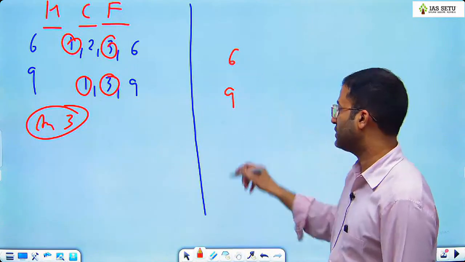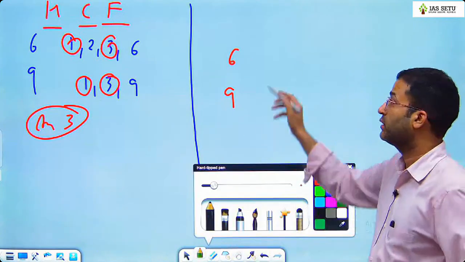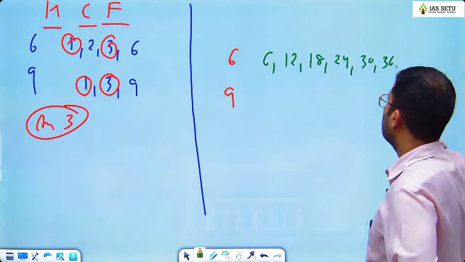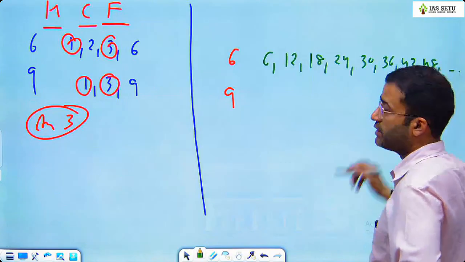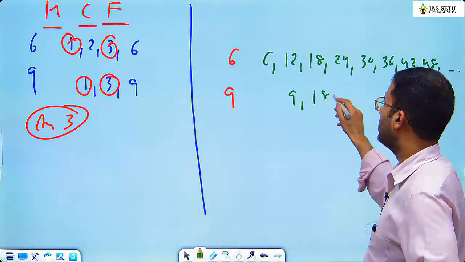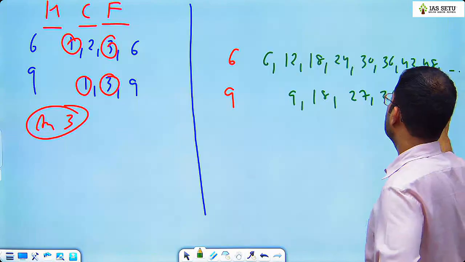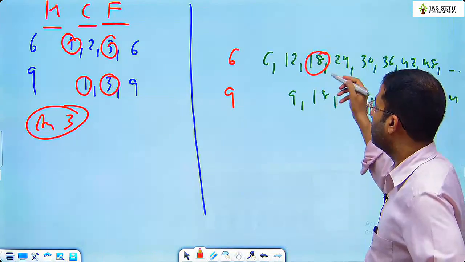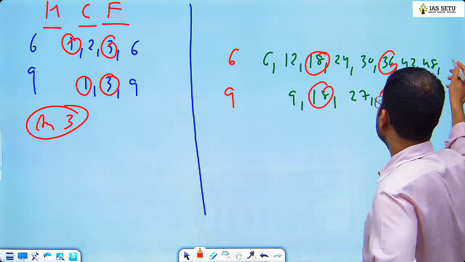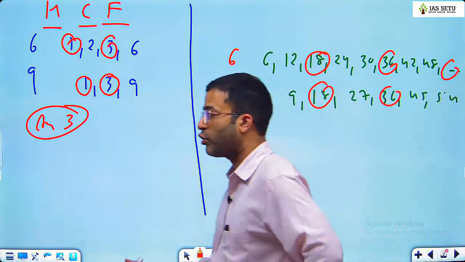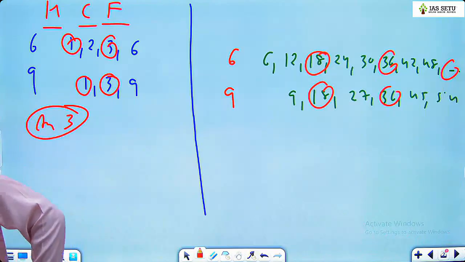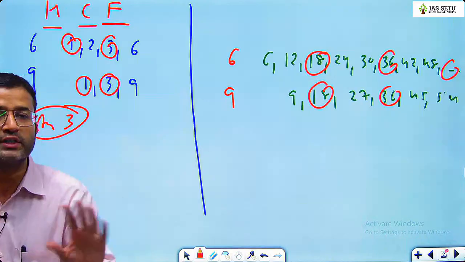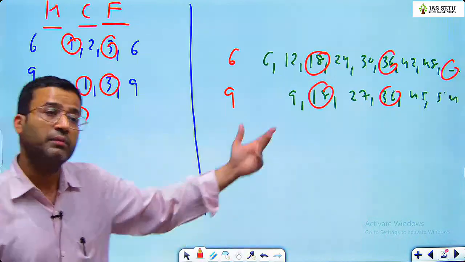Similarly, I take these two numbers 6 and 9. I take multiples of 6: 6, 12, 18, 24, 30, 36, 42, 48, and so on. Multiples of 9: 9, 18, 27, 36, 45, 54, and so on. Now I take common multiples, 18, 36, then 54, then 72. Out of these common multiples, can you tell me the highest common multiple? Infinite.